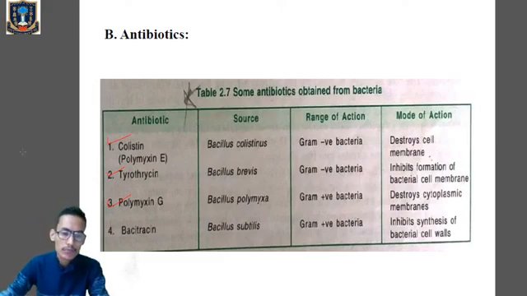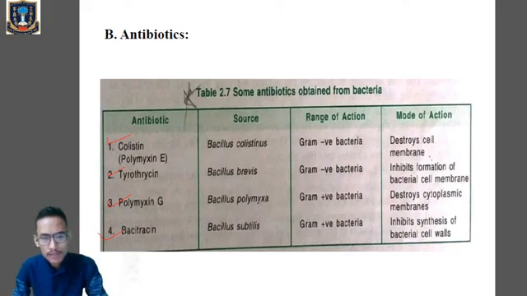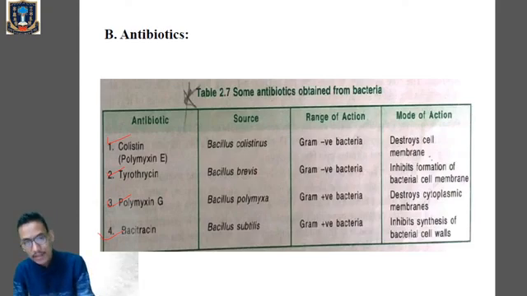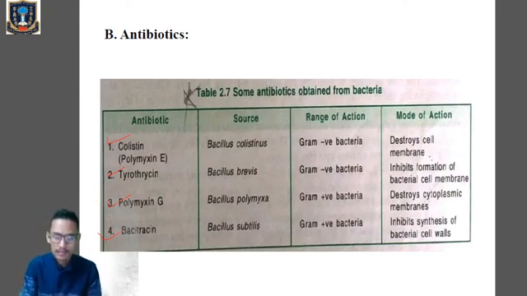Number four antibiotic is bacitracin. It is obtained from Bacillus subtilis, and range of action is against gram-positive bacteria. It works by inhibiting the synthesis of the bacterial cell wall. So these are the names of a few antibiotics, their sources, range of action, and mode of action. Kindly remember the names of the antibiotics along with the source, range of action, and mode of action.